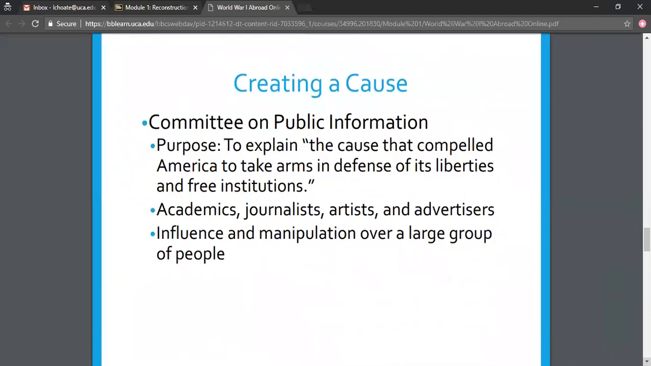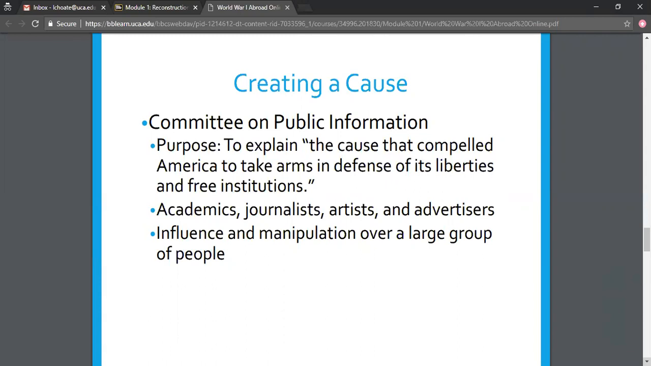Now, the impact that the war has on American culture is significant. Remember that Americans do not want to be involved in this war. Even though they understand why they have to be after the Zimmerman telegram, they still don't really understand what the war is about or what we're fighting for. And so the government creates the Committee on Public Information, whose purpose is to explain, quote, the cause that compelled America to take arms in defense of its liberties and free institutions. Basically, this Committee of Public Information is designed to explain to people why we are at war, and that it's to defend the cause of liberty.